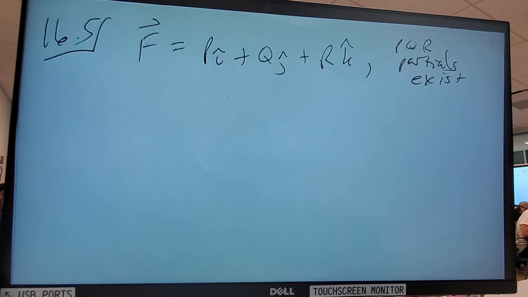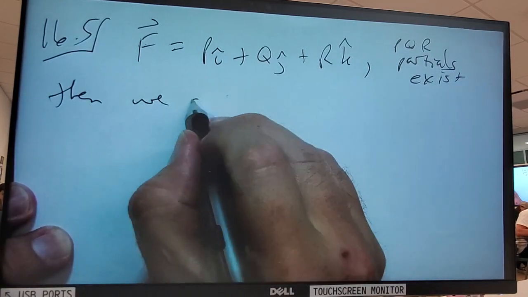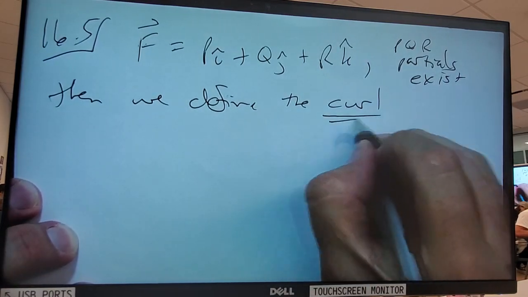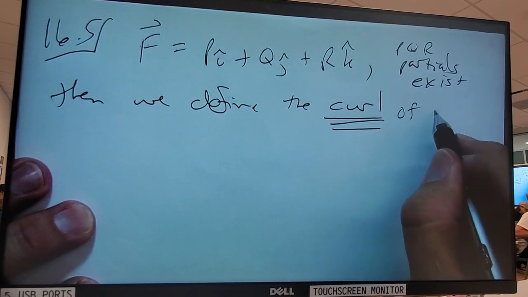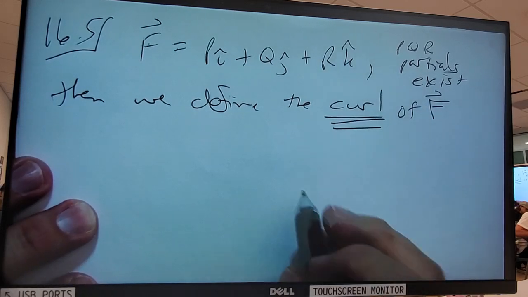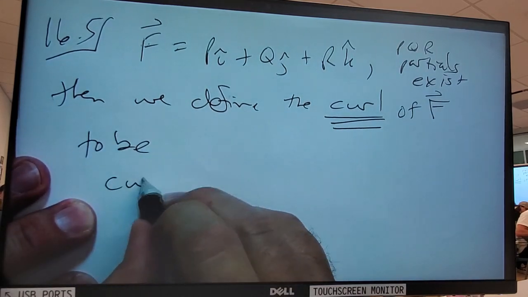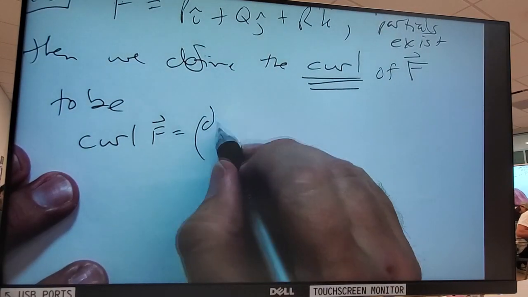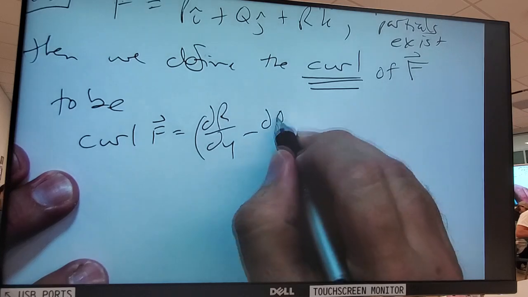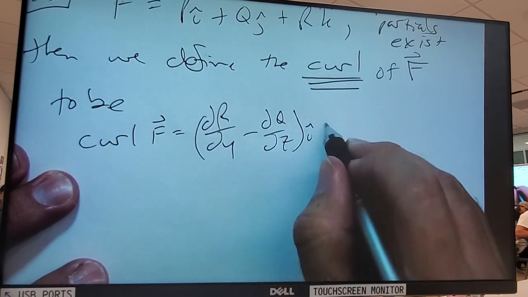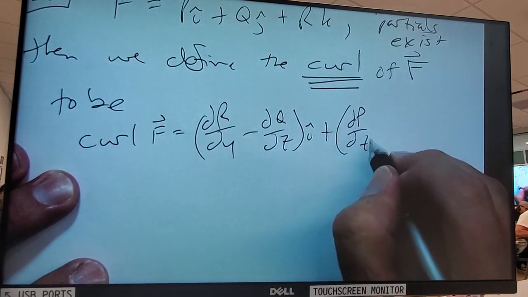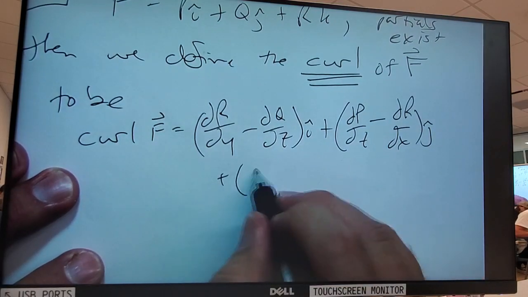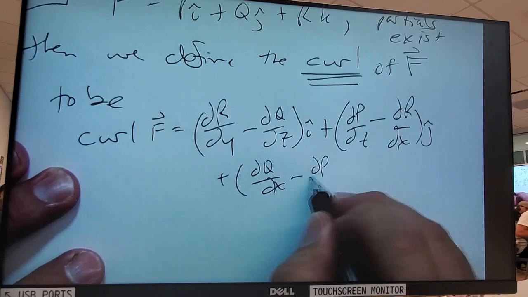So here's, all right. Then we define... did I want to do something first? No. The curl of F. So B, this is going to be gross, but then we're going to make it nice. I almost don't want to write this, but I am. dR/dy minus dQ/dz i hat, plus dP/dz minus dR/dx. I'm going to make this much nicer in a minute. Plus dQ/dx minus dP/dy.